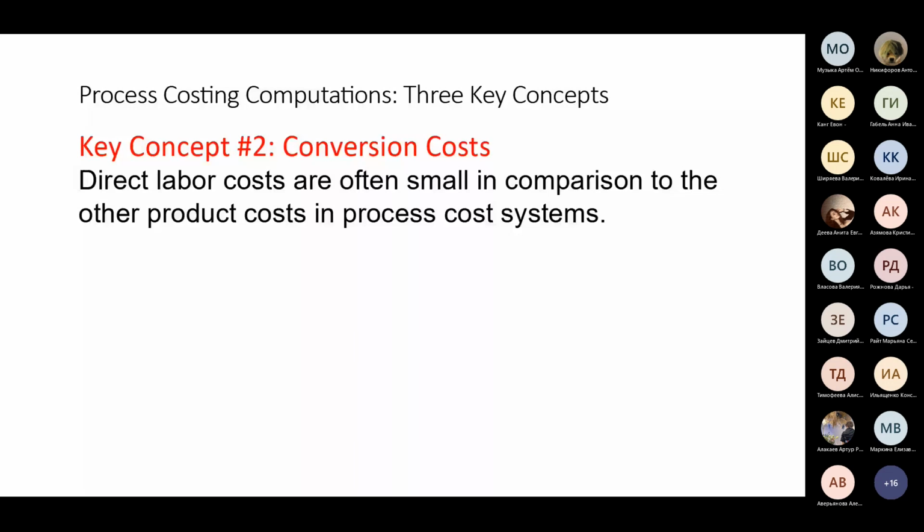So here direct labor costs are often small in comparison to the other product costs, because if our products are similar, that means we are using massive production, and that's why direct labor hours are not so important here, because the machine hours could be more relevant in this case, and the material cost is more efficient in this case. So direct labor cost is really small in comparison with the cost of materials and machine hours.